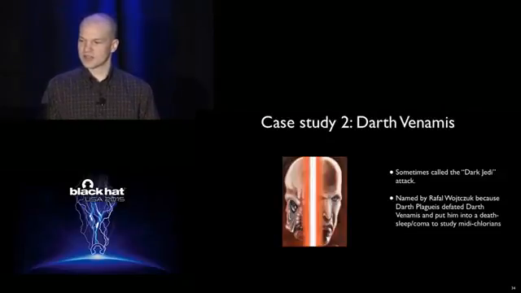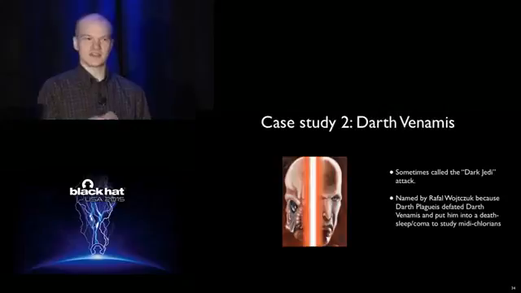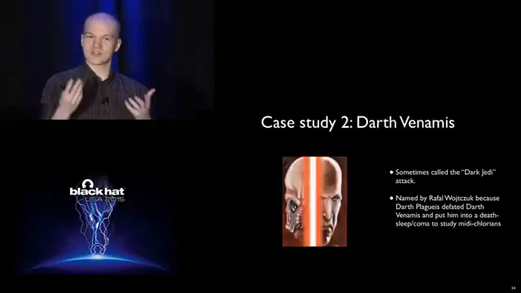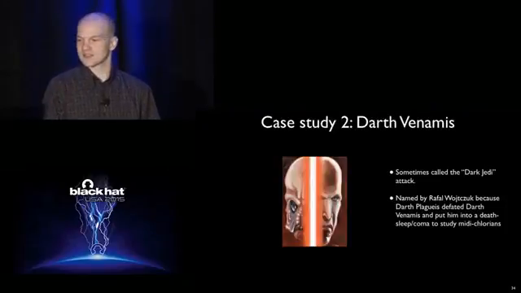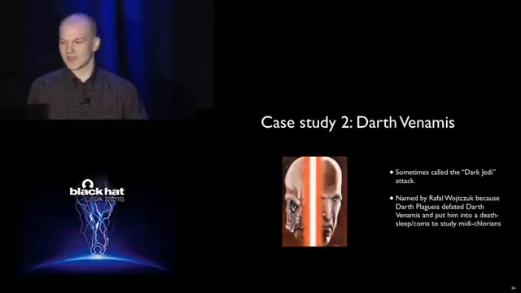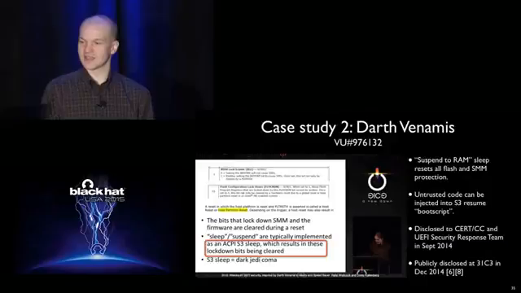Sometimes referred to as the Dark Jedi attack. This was named by Rafal because in the Star Wars universe, Darth Plagueis defeated his nemesis, Darth Venamis. He killed him, and then he kept resurrecting him, putting him back to sleep, killing him again, resurrecting him, putting him back to sleep. So through this continuous process of killing and resuming, he learned the science of midi-chlorians, right? So use killing people to learn about science.